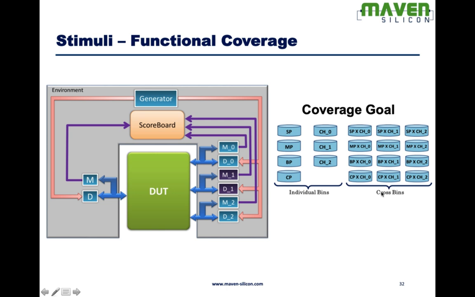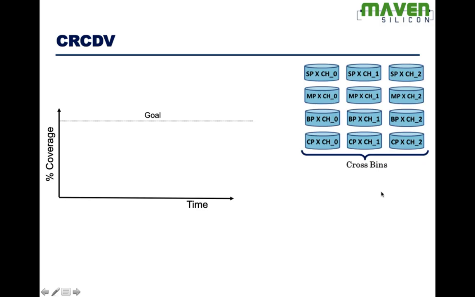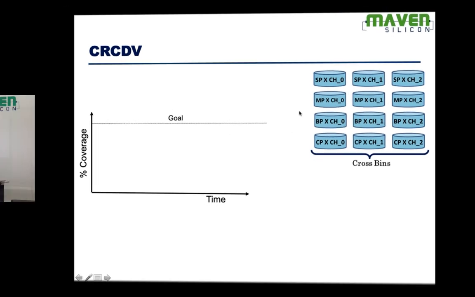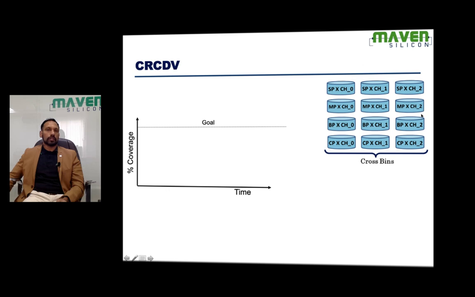Let's look at how this constraint random coverage driven verification works. So here on the x-axis, time is nothing but wall clock time. Are we going to spend weeks of time for simulation or months of time? That's what the time means. And on the y-axis we plot coverage. So here the goal is 100% functional coverage, and when I say 100% functional coverage, we need to fill all these bins.